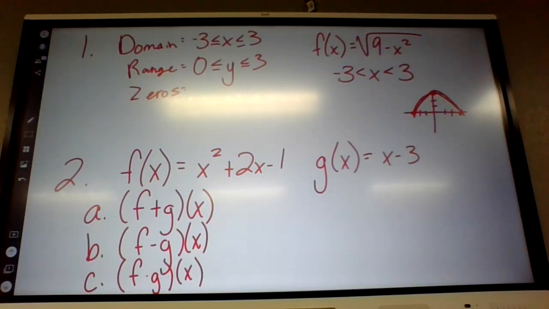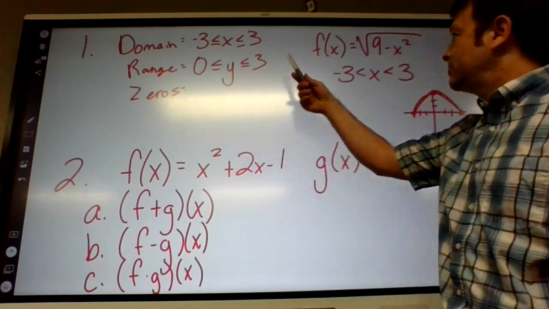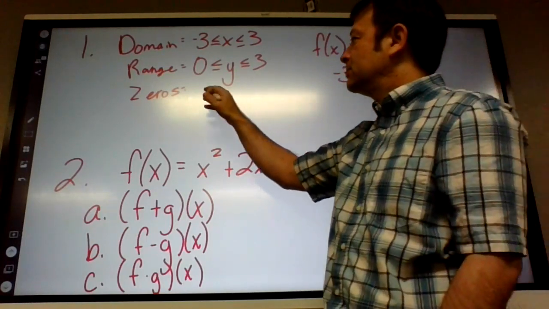We had to kind of answer this for the domain part, but what are the zeros of the function? What makes it equal to 0? Plus or minus 3. Yeah, negative 3 and positive 3.